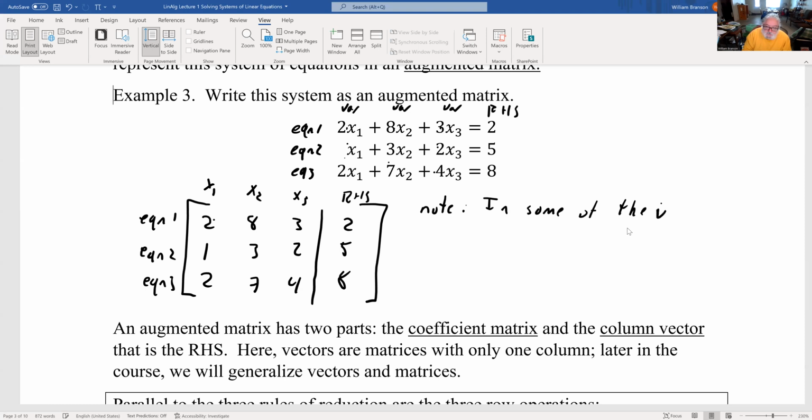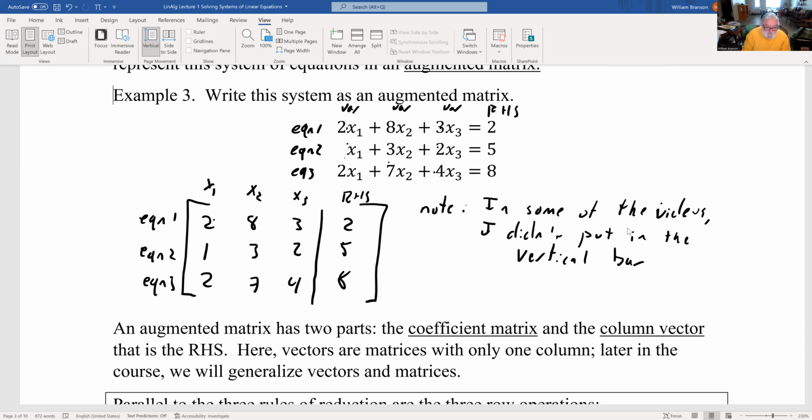So I just want to note here that in some of the videos, I didn't put in the vertical bar. I don't think in context that would be a problem, but keep that in mind as we go forward.